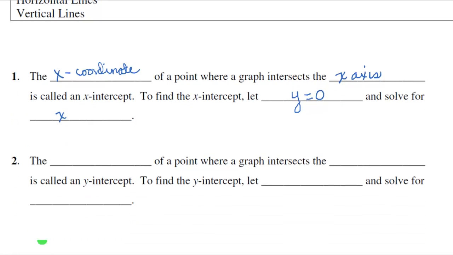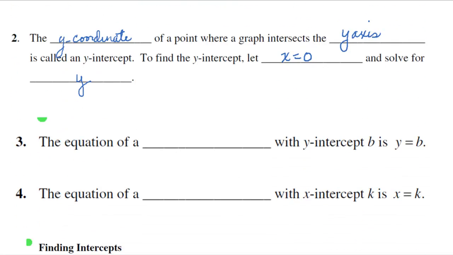Similarly, the y-coordinate of a point where a graph intersects the y-axis is called a y-intercept. And to find the y-intercept of a line, we're going to let x equal 0, and then we'll solve for y. We're going to do some examples below. As we go on, you're going to see some examples of how to find intercepts and use them to graph lines. We're also going to talk about these two special lines.